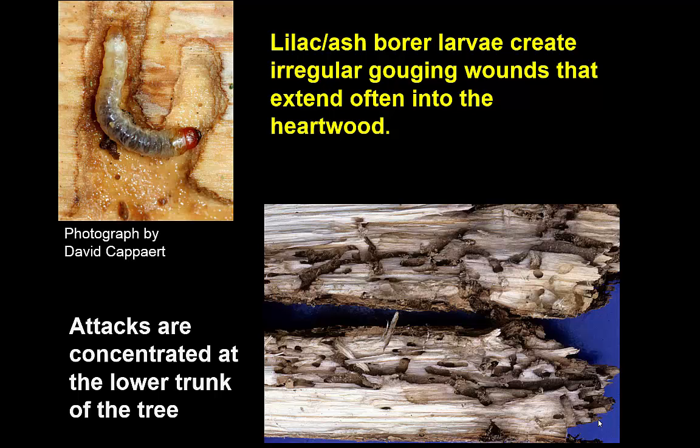Lilac ash borer creates a different kind of wound. It is this irregular gouging. It's not the nice, neat cambium feeding that we see with a flat-headed borer, and almost always it is concentrated at the lower trunk, below the first scaffold limb, and often right at the base of the trunk.